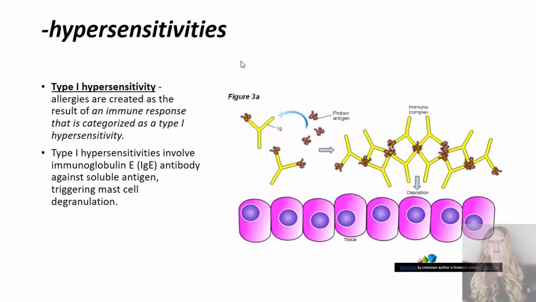Allergies are actually caused by type 1 hypersensitivity. Type 1 hypersensitivity is the result of an immune response that is oversensitive. Type 1 hypersensitivities involve the immunoglobulin E, or IgE, antibody against soluble antigen. This triggers mast cell degranulation.